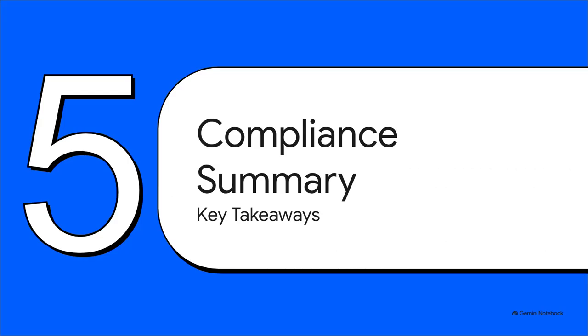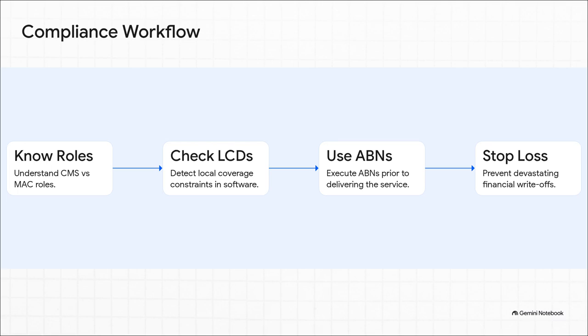Section 5. Compliance Summary and our outro. Let's see how this builds our compliance workflow. Step 1, you've got to understand that division between CMS making national rules and MACs processing regional claims. Step 2, always check for NCD and local LCD restrictions using your software scrubbers. Step 3, if a service might be denied, execute a formal ABN prior to delivering the service. And Step 4, by following all these steps, you protect the practice and prevent those devastating financial write-offs.